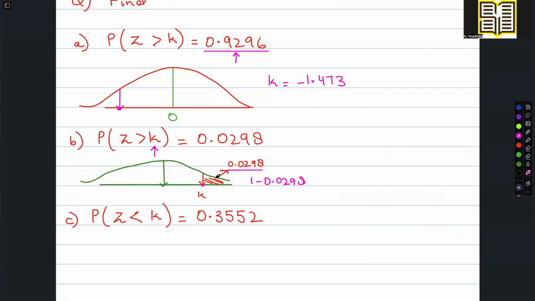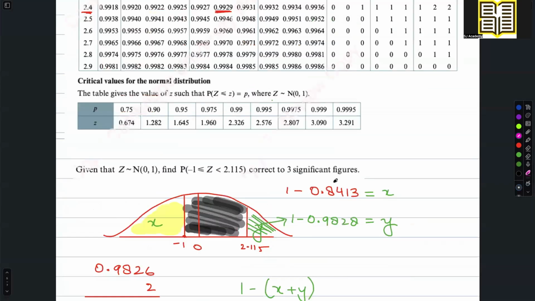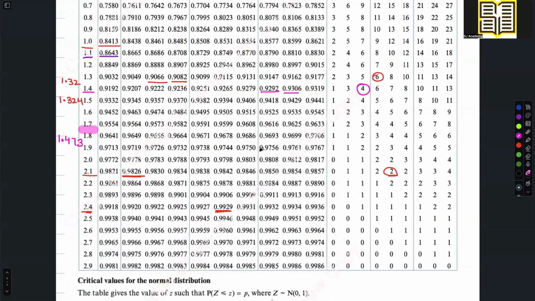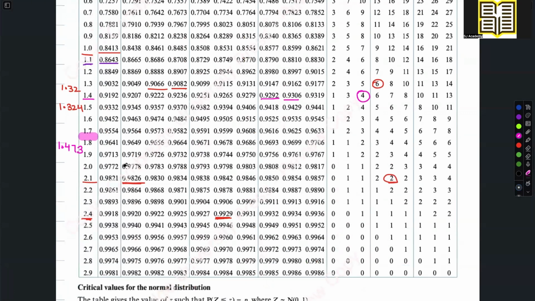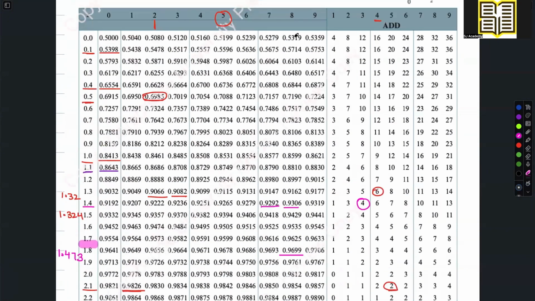So first, subtracting 0.0298 from 1, we get 0.9702. Now the z value at 0.9702 and 0.0298 is the same. So we can find the z value at 0.9702. Again, looking at the table, the closest value to 0.9702 will be 0.9699, and the corresponding z value is 1.8 and 1.88.